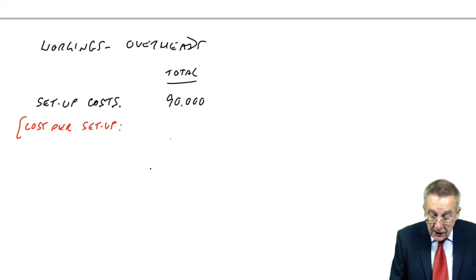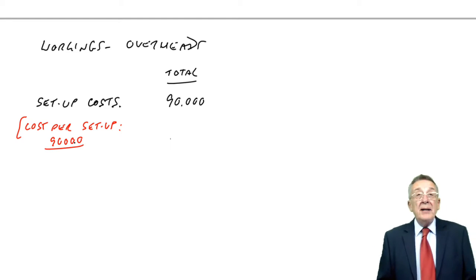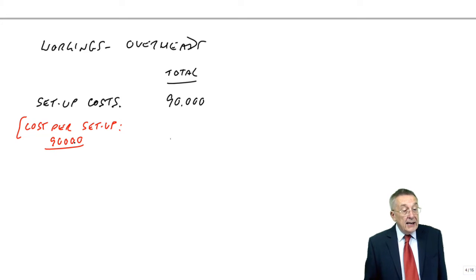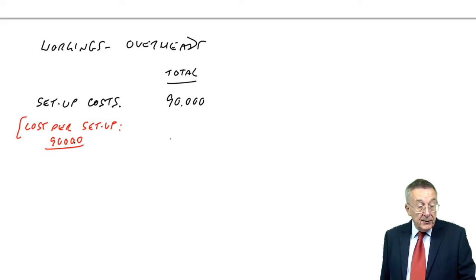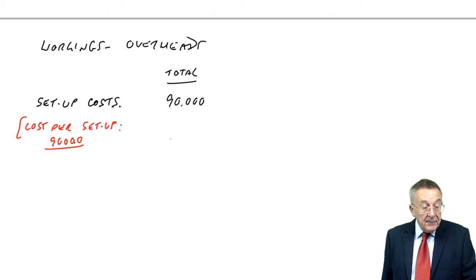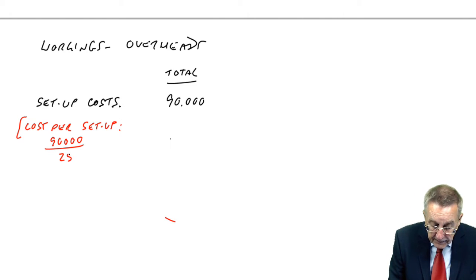We know how much we're spending in total, 90,000. How many setups are we making? Well, we're setting up 10 times for A, 13 times for B, 2 times for C. So in total, 10, 13, 2. If you add up, it comes to 25.